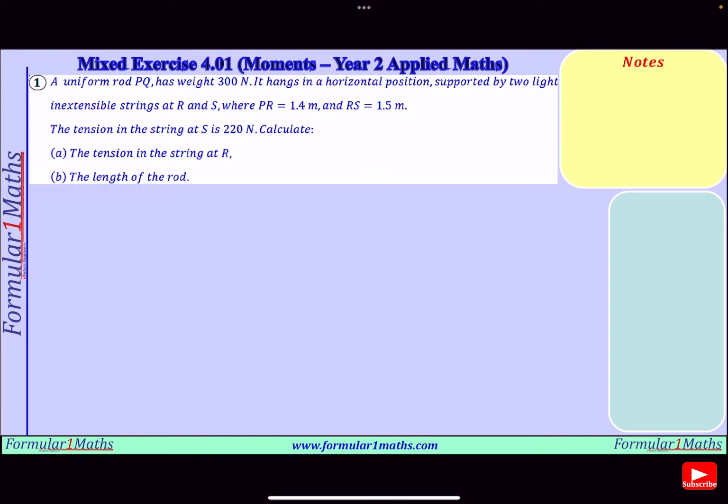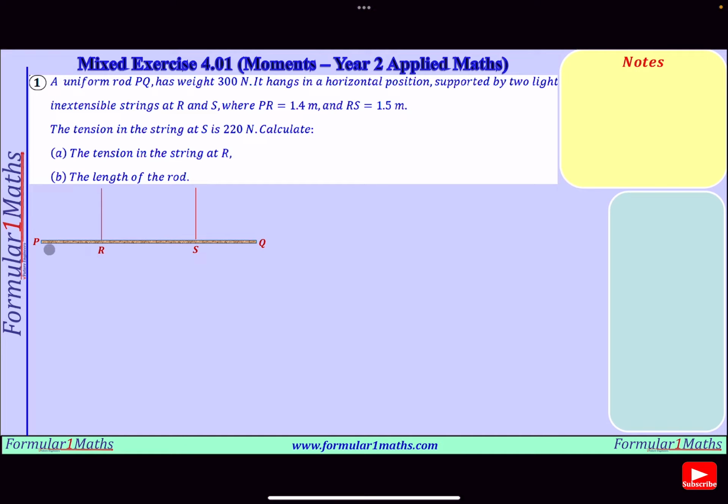Question 1. A uniform rod, PQ, has weight 300 newtons. It hangs in a horizontal position supported by 2 light inextensible strings at R and S, where PR is equal to 1.4 meters and RS is 1.5 meters. The tension in the string at S is 220 newtons. Calculate A. The tension in the string at R. B. The length of the rod.